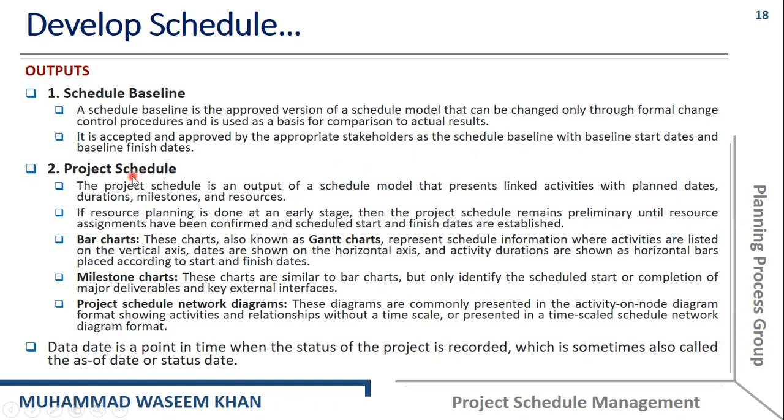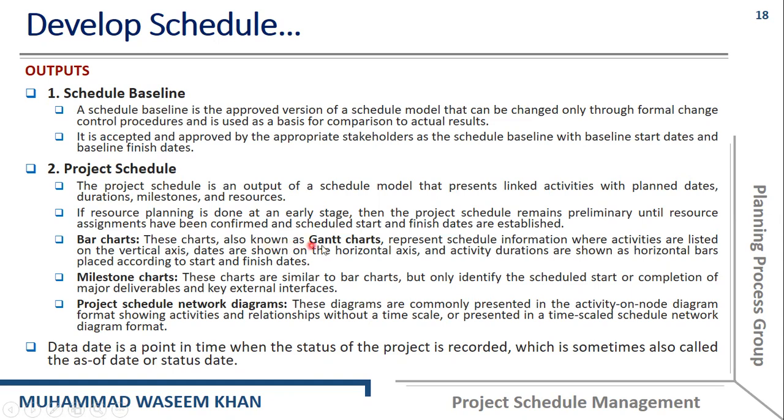So obviously, at the end of this developing schedule process, we will have a project schedule, and the project schedule is an output of the schedule model that presents different activities with planned dates, durations, milestones, and resources. If resource planning is done at an early stage, then the project schedule remains preliminary until resource assignments have been confirmed and scheduled start and finish dates are established. Okay, then we can draw the Gantt charts. We call it the bar chart as well.